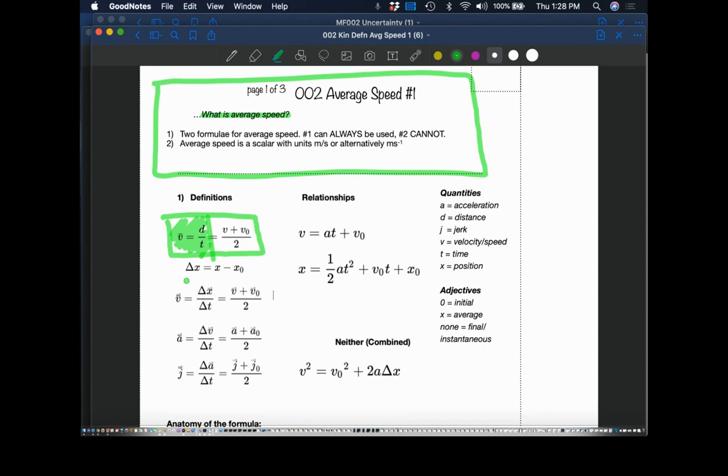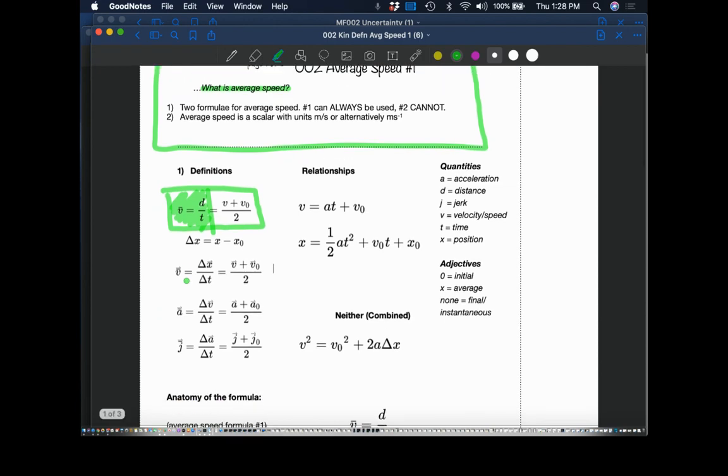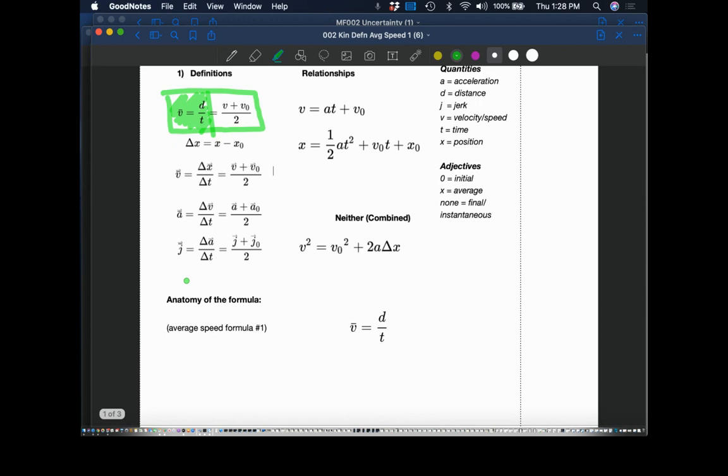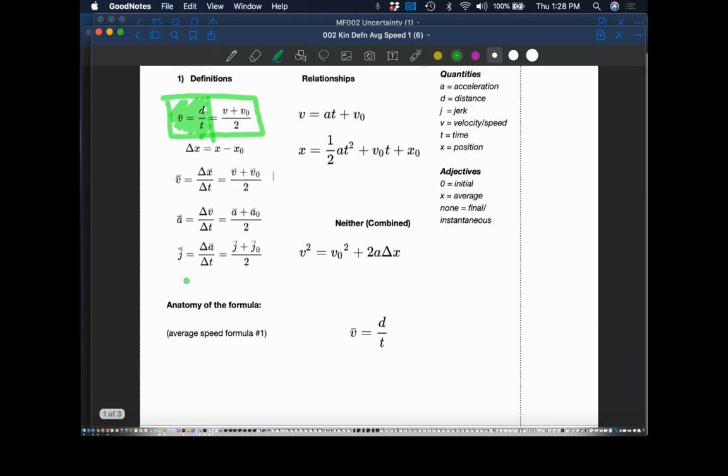So we're looking at this formula here, average speed number one. Let's break down the anatomy of this formula. We can see we've got V, which stands for velocity or speed. In this case, we're talking about speed. And as you probably already know, this bar over the top of any quantity means its average. The D in this case stands for distance, in this case the total distance. And the T stands for the total time.